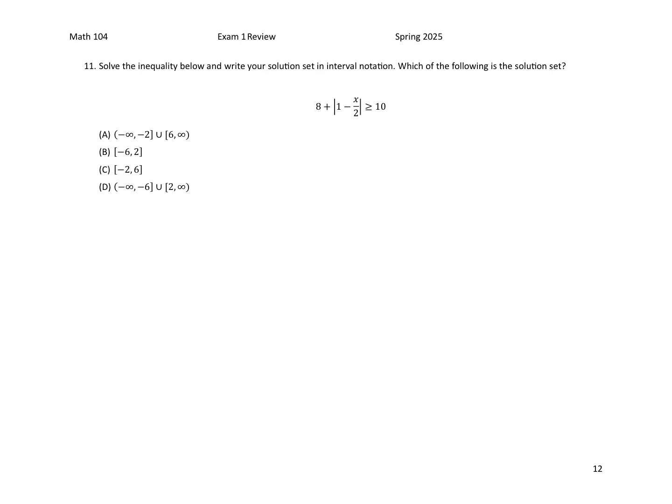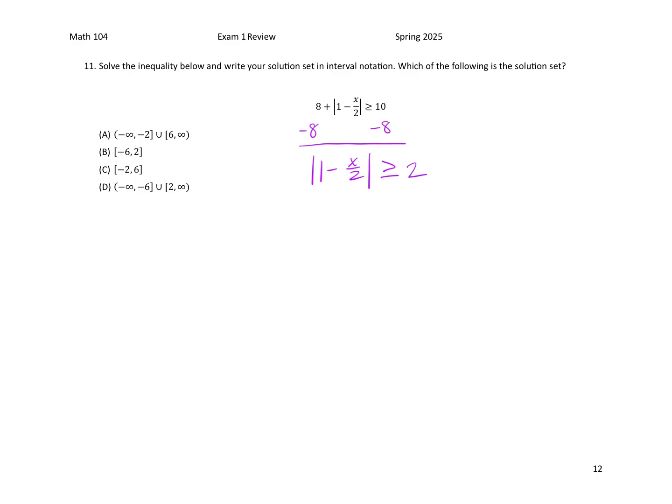Solve the inequality below and write your solution set in interval notation. Which of the following is the solution set? Okay, this is another absolute value inequality. So I'm going to start by getting the absolute value alone. I'm just going to subtract 8 from both sides, get this absolute value, 1 minus x over 2, all by itself.